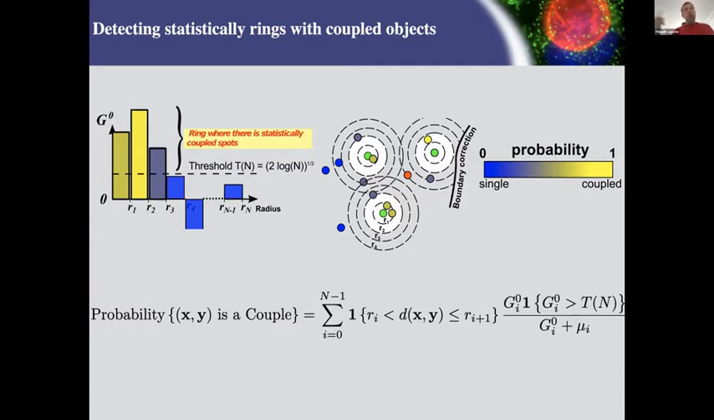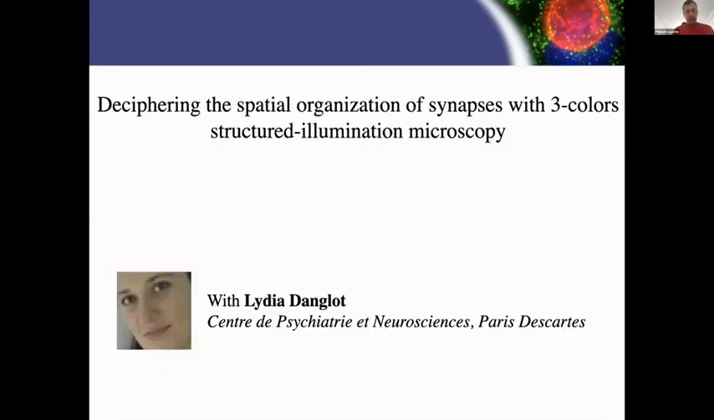From this, you have a lot of information, because you can compute the mean coupling distance and the mean number of coupled objects at different distances. This is a very versatile tool because you can use it with localization or segmented spots and at different distances. So I'm just going to show you what we did with this tool.